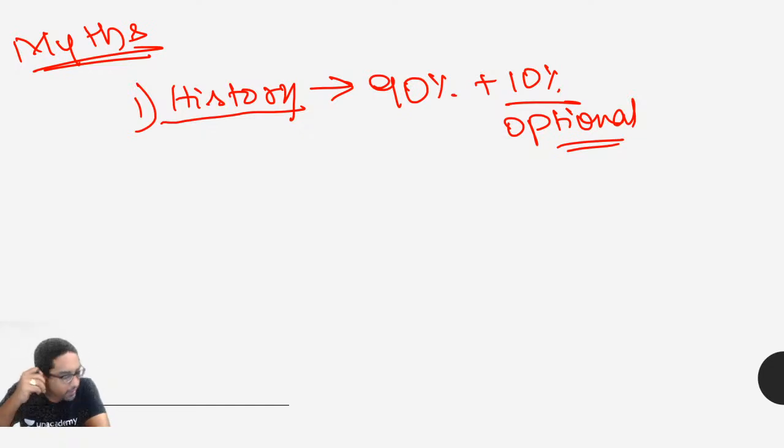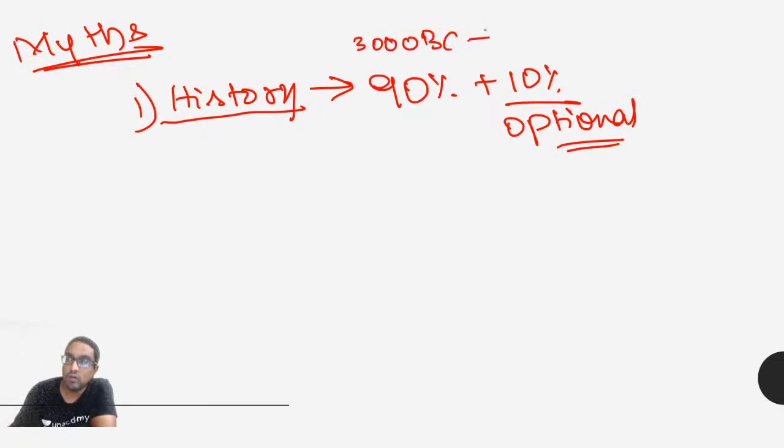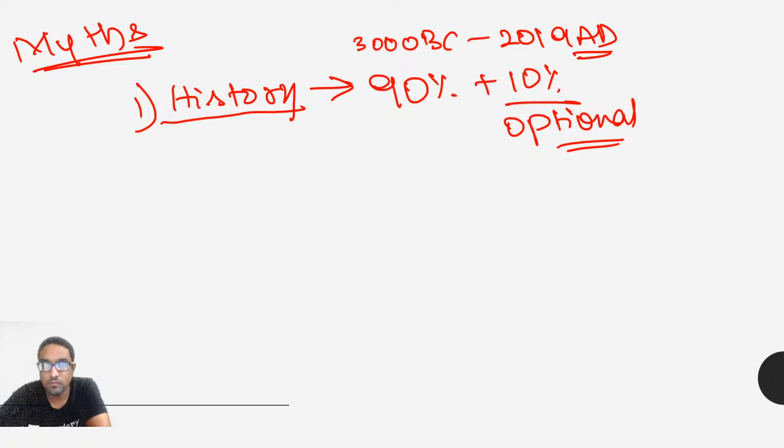How can you end up taking a subject and say history cannot be vast? History has a limited period, 3000 BC to 2019 AD. I mean, it is fixed. The era is fixed, no? How can the syllabus be vast?